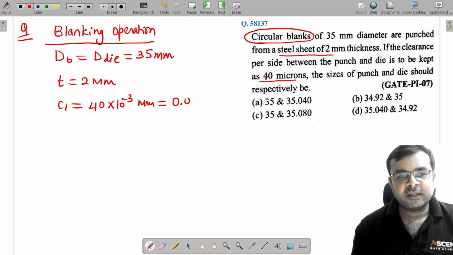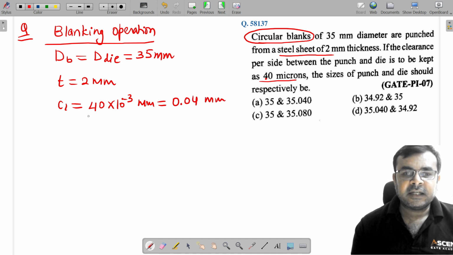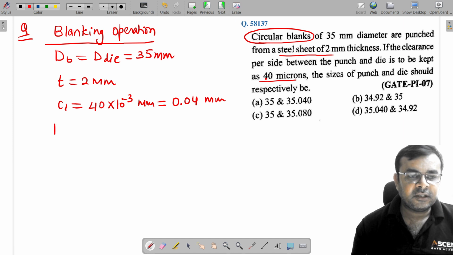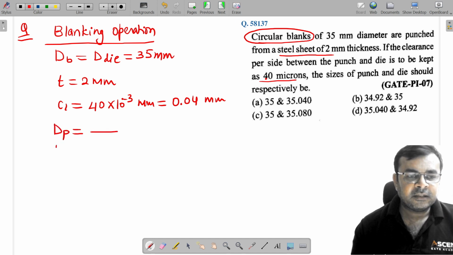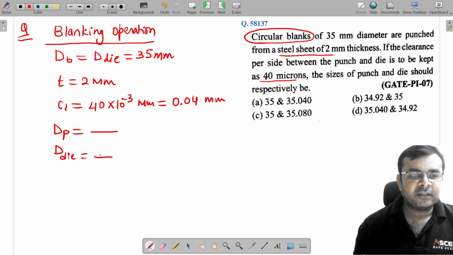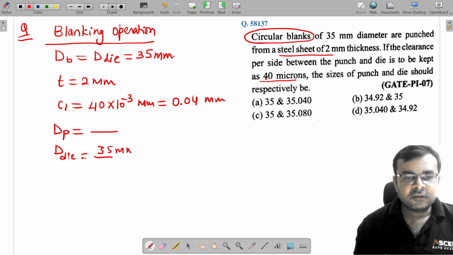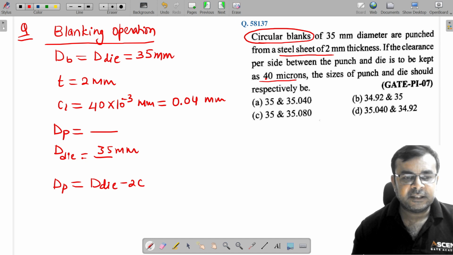So simply it can be written as 0.04 millimeter. The size of the punch and the die. So we need to write the diameter of the punch and the diameter of the die. Obviously the diameter of the die is already given here, that is 35 mm, because this is a blanking operation. So the diameter of the punch is nothing but the diameter of the die minus 2c.